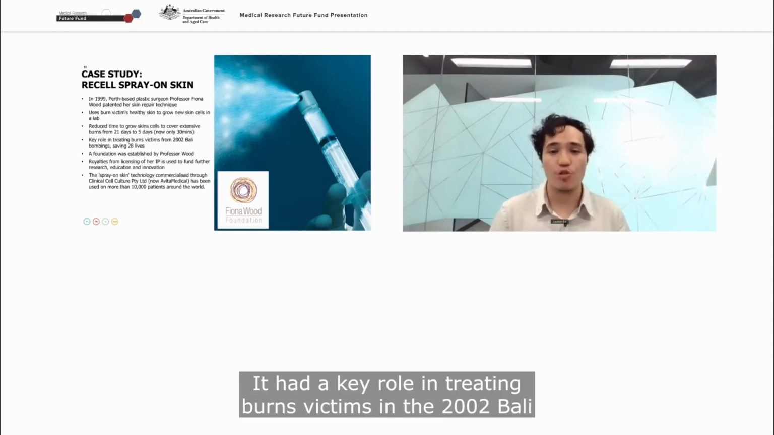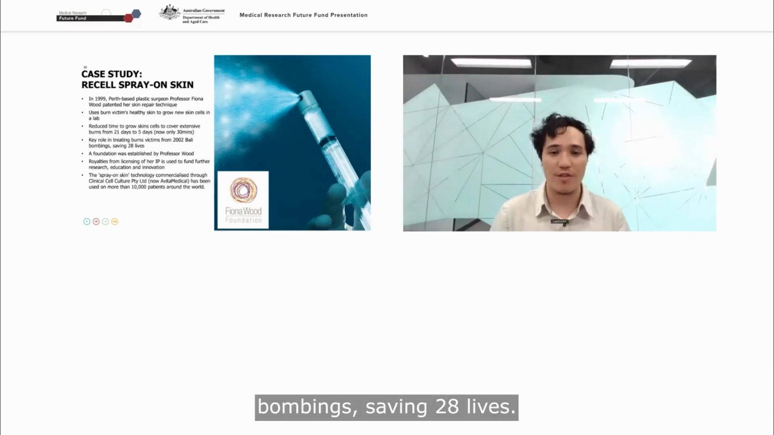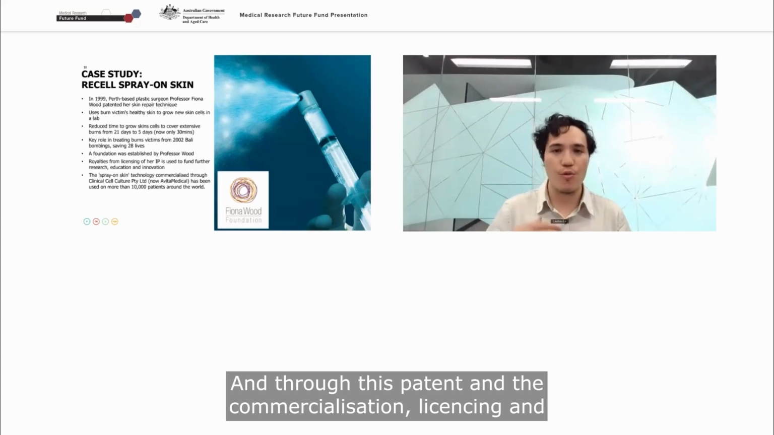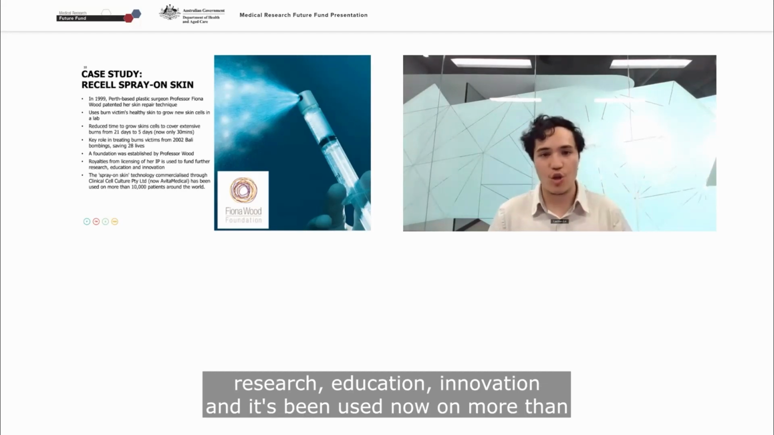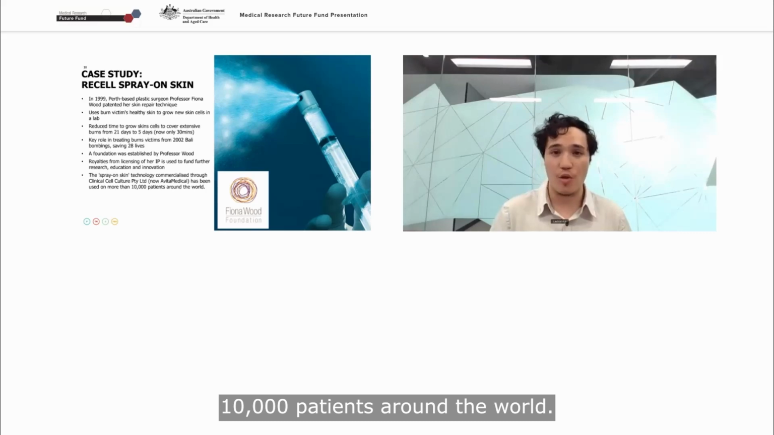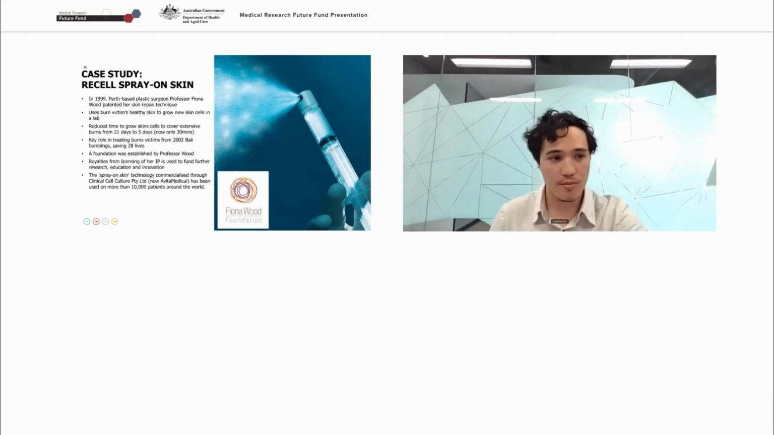It uses their own skin cells to have this spray-on solution which won't be rejected by the body. It had a key role in treating burns victims in the 2002 Bali bombings, saving 28 lives. And through this patent and the commercialization, licensing, and development of it subsequently, the royalties have been used to fund research, education, innovation, and it's been used now on more than 10,000 patients around the world.